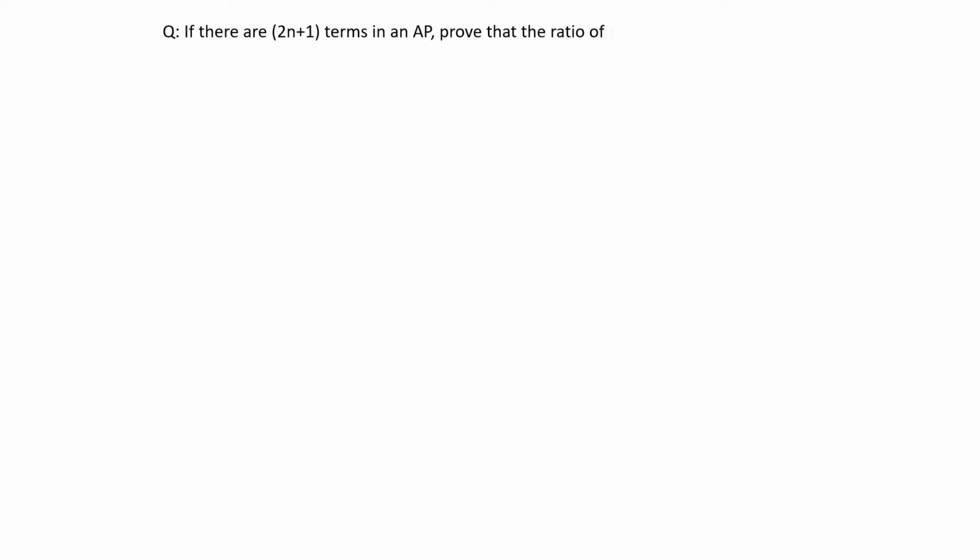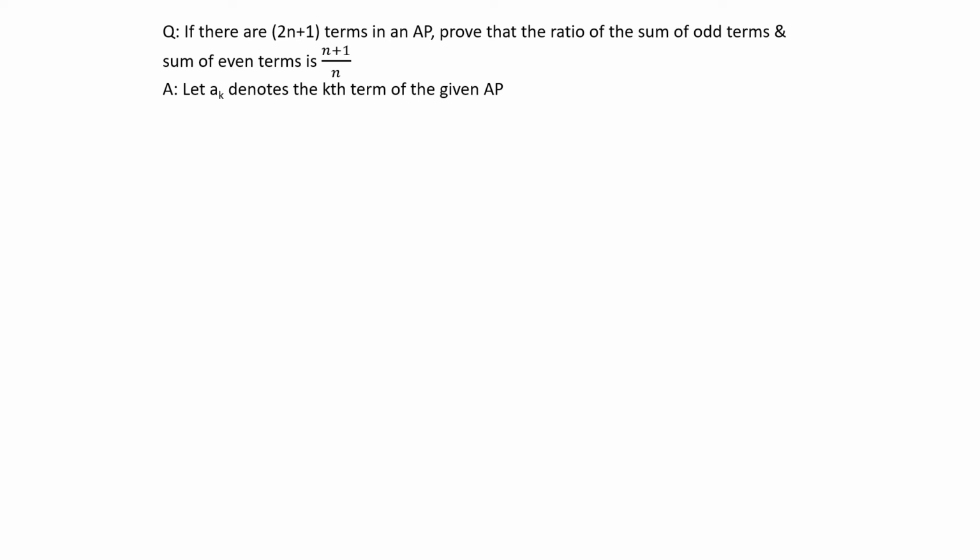If there are 2n plus 1 terms in an AP, prove that the ratio of the sum of odd terms and sum of even terms is n plus 1 whole divided by n. Let AK denote the kth term of an AP. So AK equals A plus k minus 1 whole into d. That means the first term A1 equals A plus 1 minus 1 whole into d, or it is equal to A. A2 equals A plus 2 minus 1 whole into d, or it is A plus d, and so on, or A2n plus 1 equals A plus 2n plus 1 minus 1 whole into d, or it is A plus 2dn.